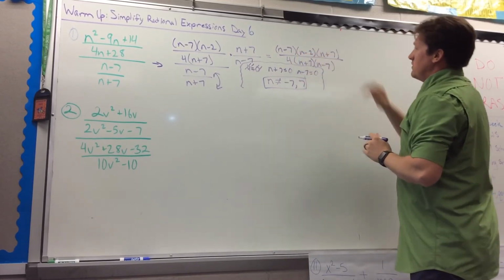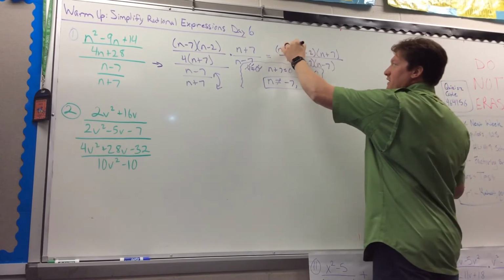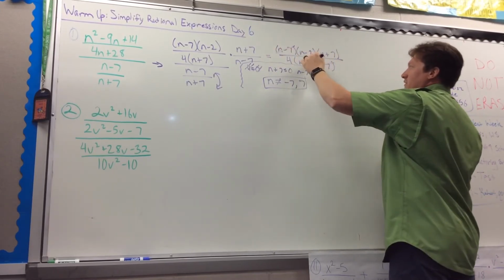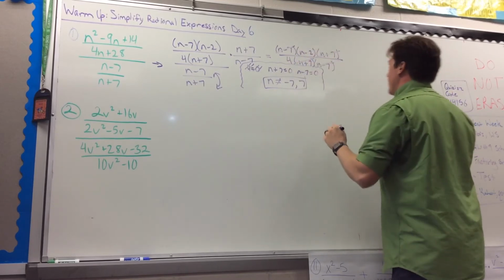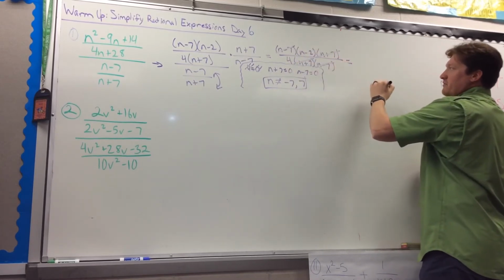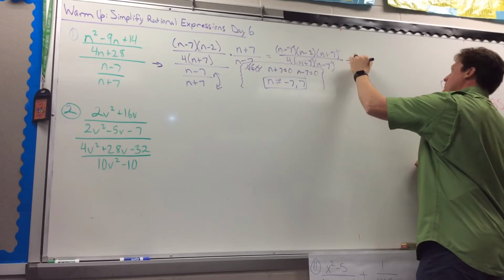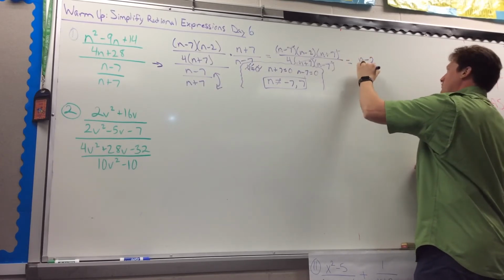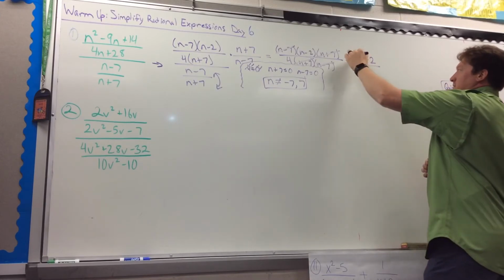Have my restrictions. Let's go ahead and reduce things out. n minus 7, same on top and bottom. n minus 2, nothing. n plus 7 is the same on bottom and top. That goes away, and you're left with your final answer of, I'm sorry, n minus 2 on top, and then underneath that is a 4. You're done.